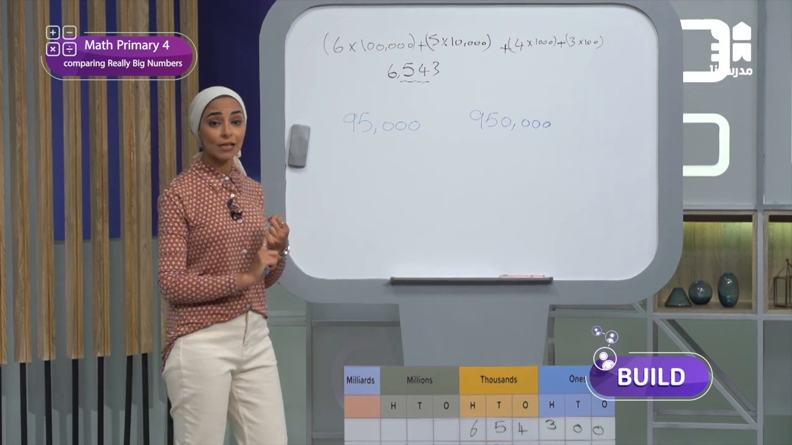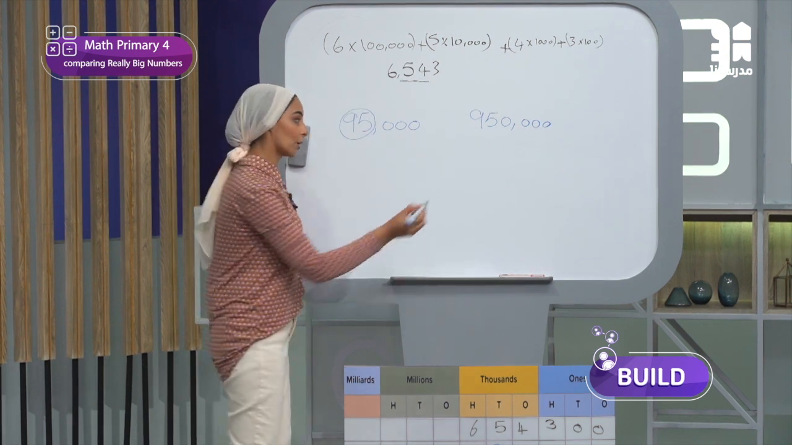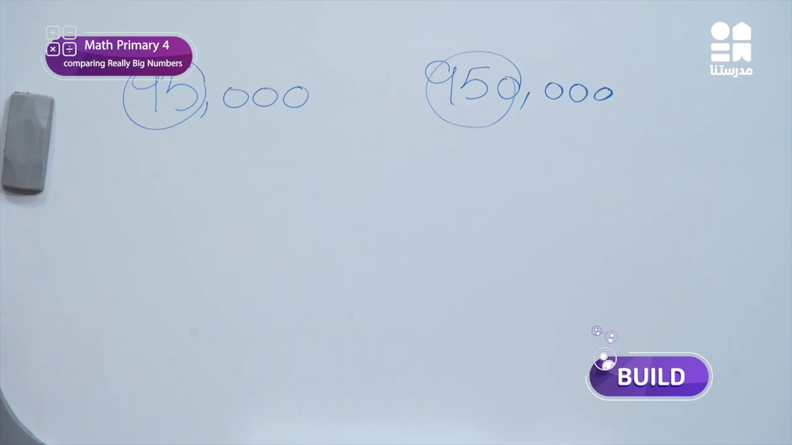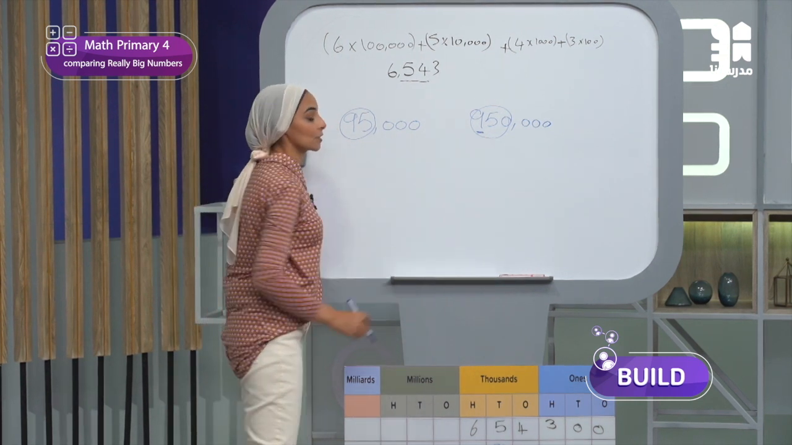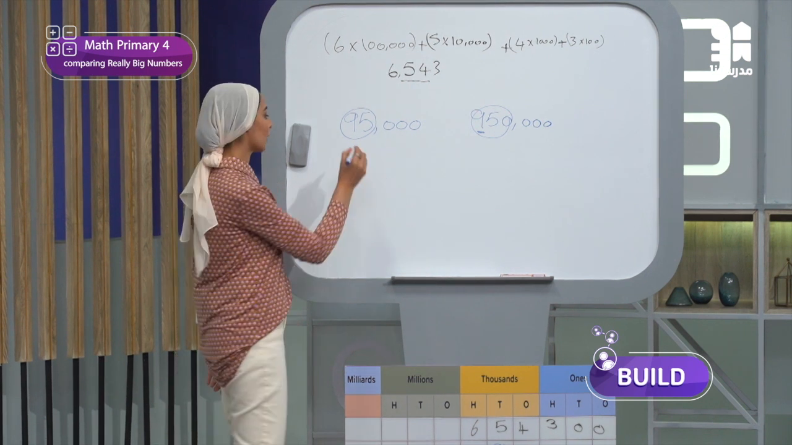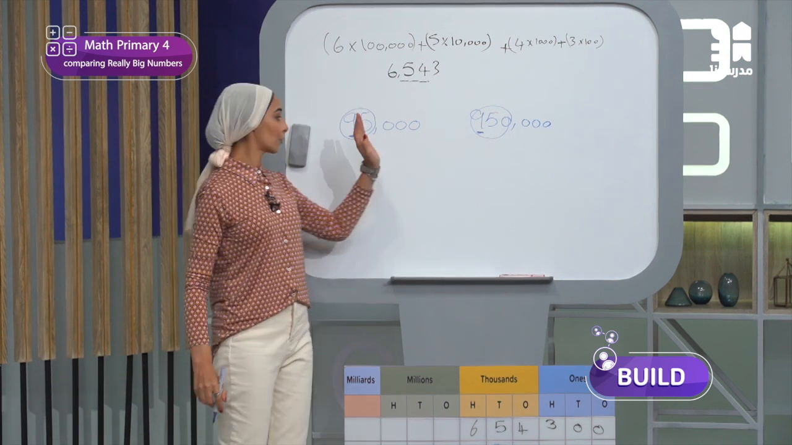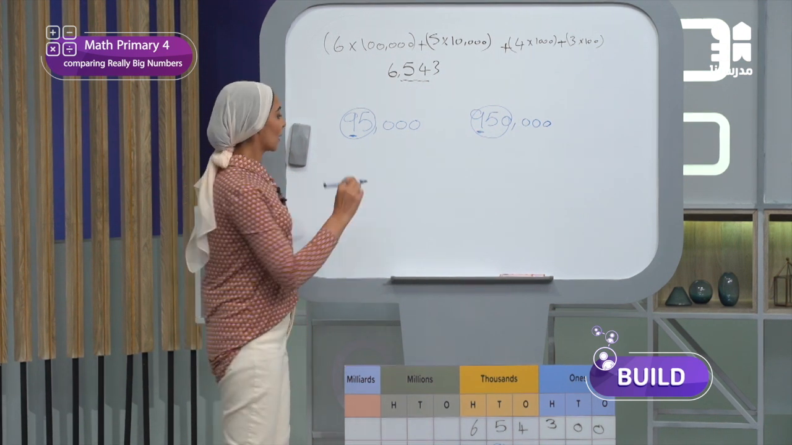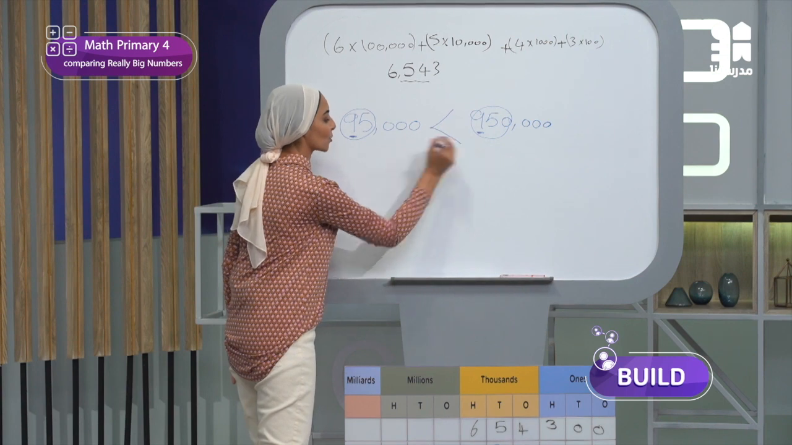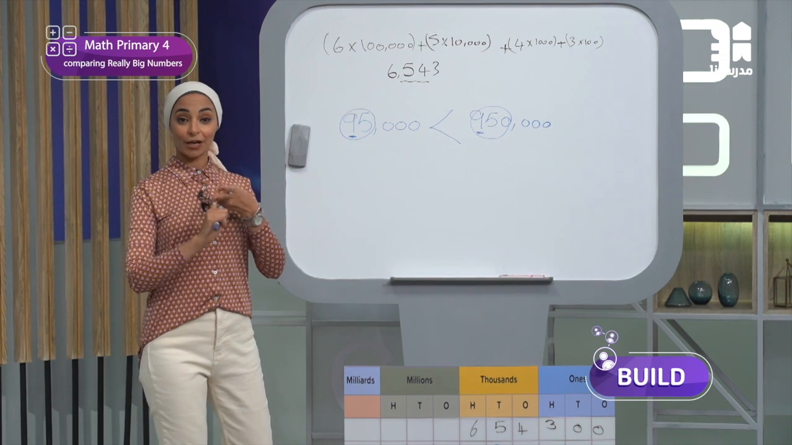The first number is less than the second number, right? Of course, 95,000 is less than 950,000. Why? Because the second number has reached the place value of 100,000, where the 9 is, but the 9 here is in the 10,000. That's why 950,000 is greater than 95,000. And we should put the symbol. So 95,000 is less than 950,000 as you see.